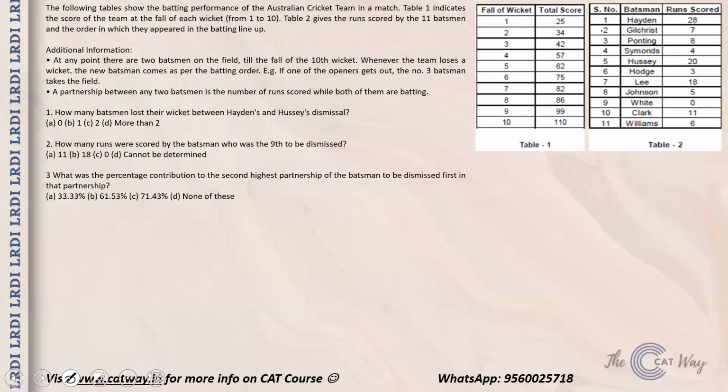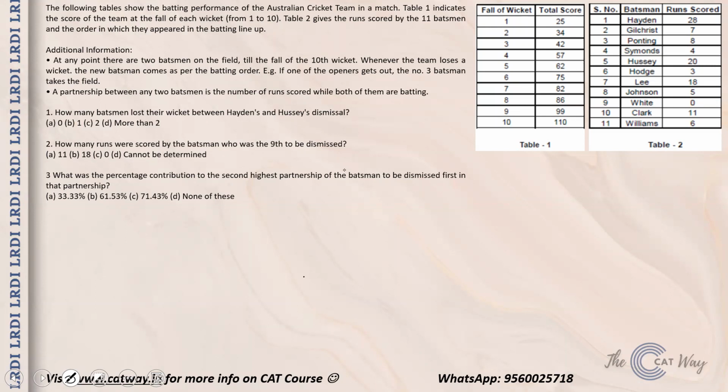So the question in front of us is that the following table shows the batting performance of the Australian team in a match. Table 1 indicates the score of the team at the fall of each wicket from 1 to 10, and table 2 gives the runs scored by the 11 batsmen and the order in which they appeared in the batting line. So, okay, this has been given to us.